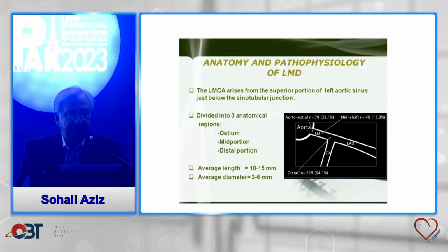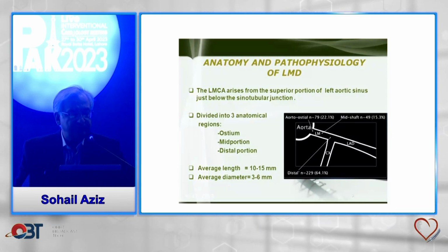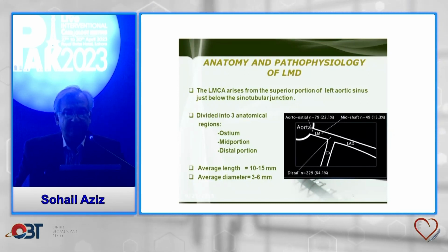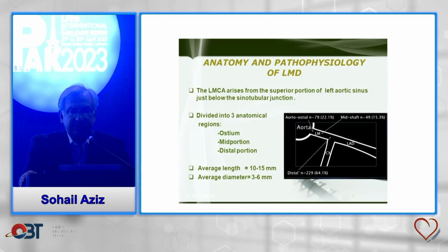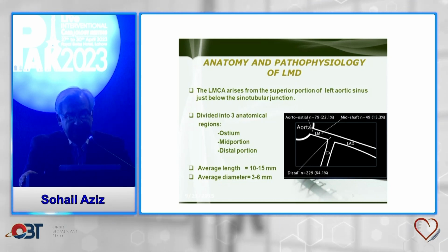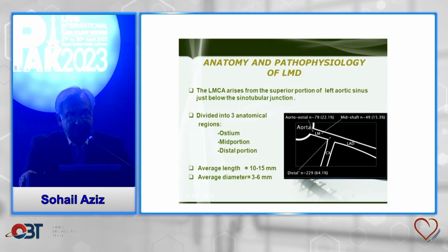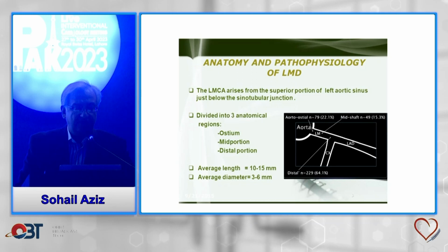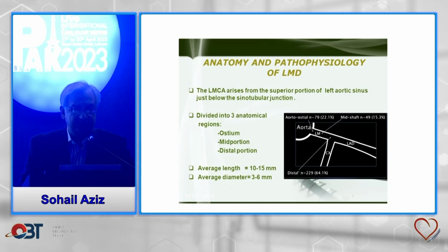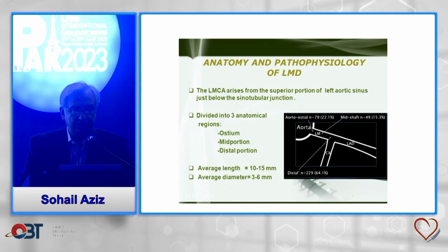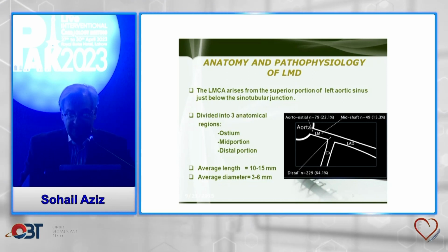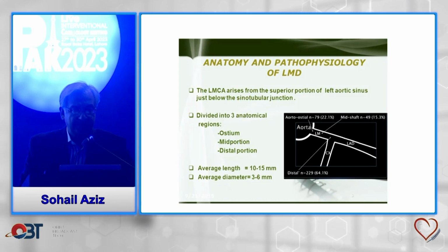So basically, we have the ostium, the mid portion of the shaft, and the distal portion being the bifurcating portion. The average length is 10 to 15 mm, but it can sometimes be so short. And the shorter it is, the more difficult it becomes to treat. And the diameter is from 3 to 6 mm, and sometimes the ostium becomes flared out so much that you won't have a stent to cover it. So to me, sometimes the limitation of intervention is the size of the left main, whether you can cover it with the stent or not.